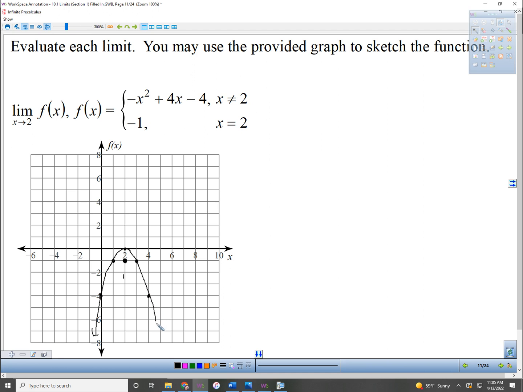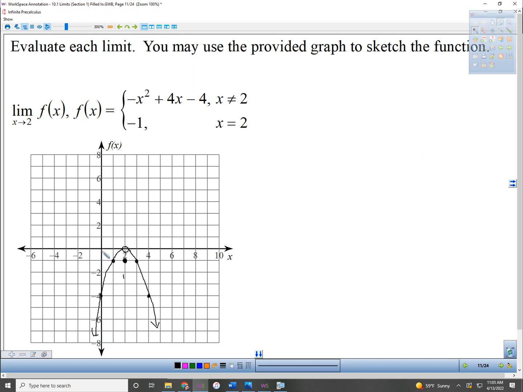All right, so it told me up here that y is equal to this when x is not 2. So when x is 2, I'm going to have to put a hole in my graph. I go to where x is 2, where my graph is at, and I'm going to put a hole right there. So if I'm looking at this graphically, they want to know the limit as x approaches 2.